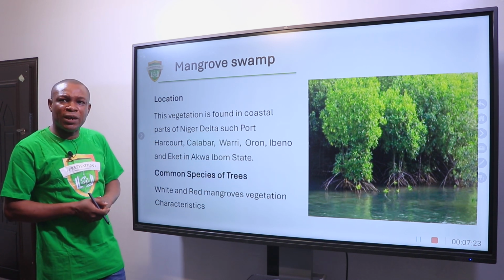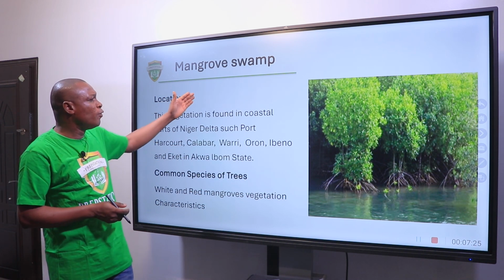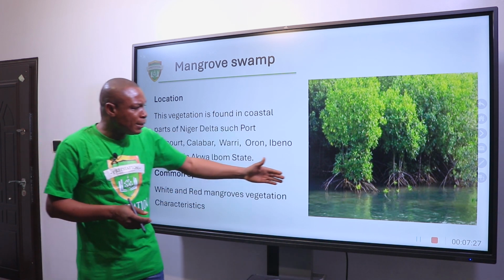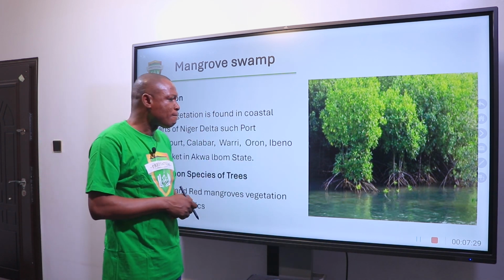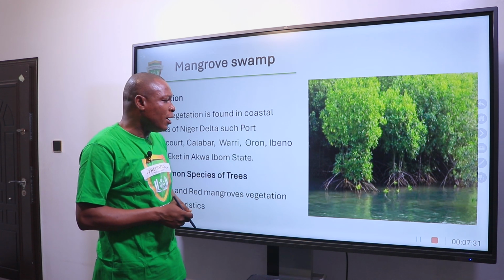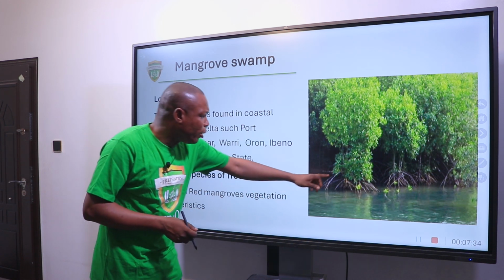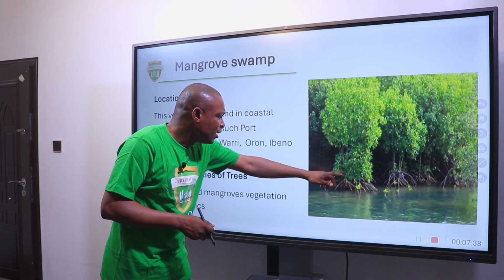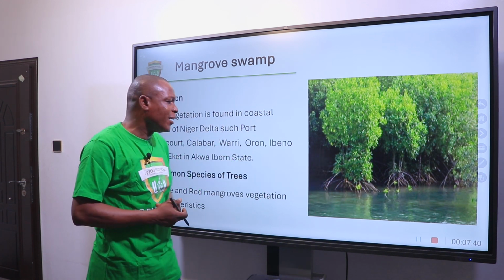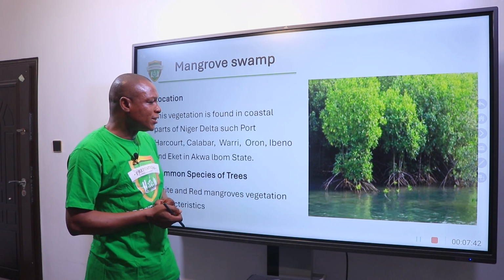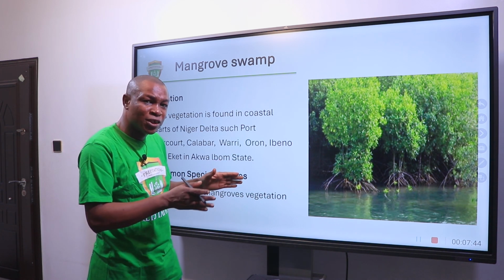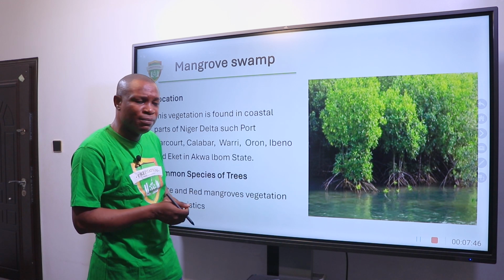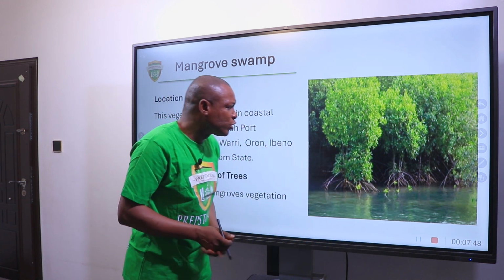The next forest we are considering is the mangrove swamp. Look at the picture of the mangrove swamp here. One of the unique things about the mangrove swamp is the buttress system. You can see the roots of the trees jutting out into the creeks or the waters. So the buttress root system is the unique feature of this mangrove swamp.